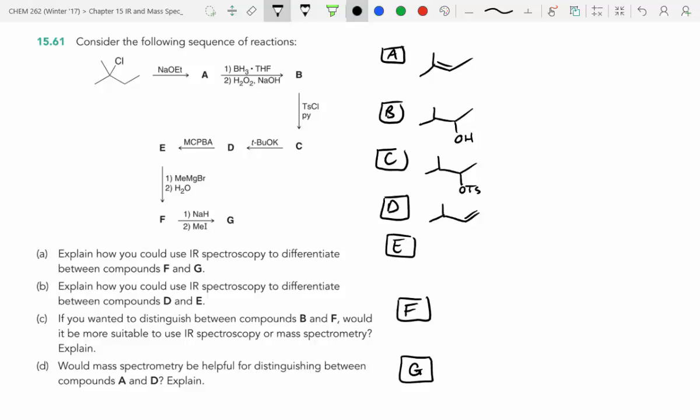And then we're on D, we're going to E. We're going to treat this with mCPBA. What will that do? Double bond turns into no bond. Yeah, double bond will turn into an epoxide.